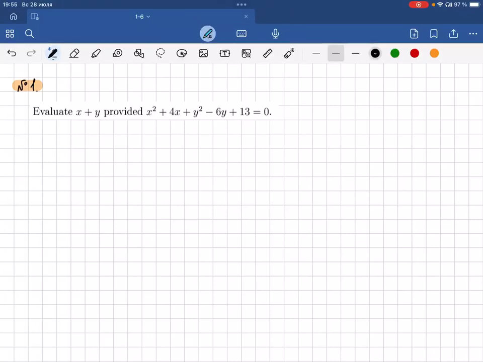Let's start from the first problem. Here we have to find the value of the sum of x and y provided an equation x squared plus 4x plus y squared minus 6y plus 13 equals 0. So to solve this problem, we need to know a formula of a squared sum.